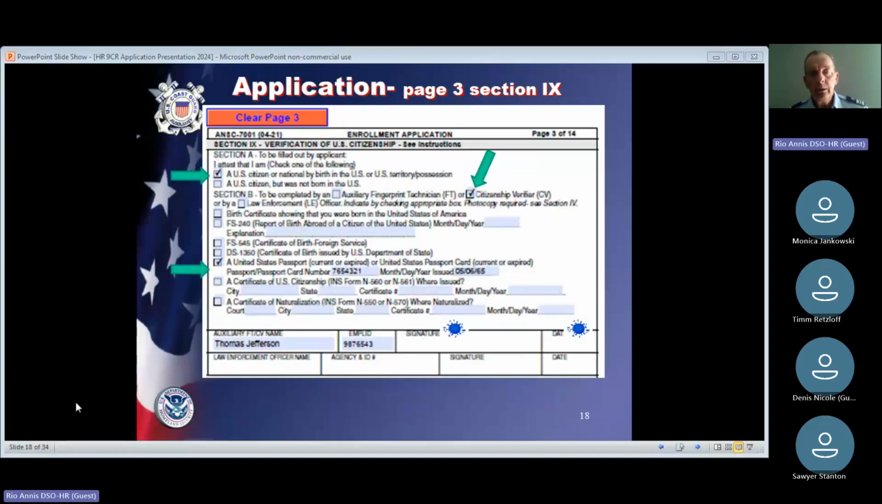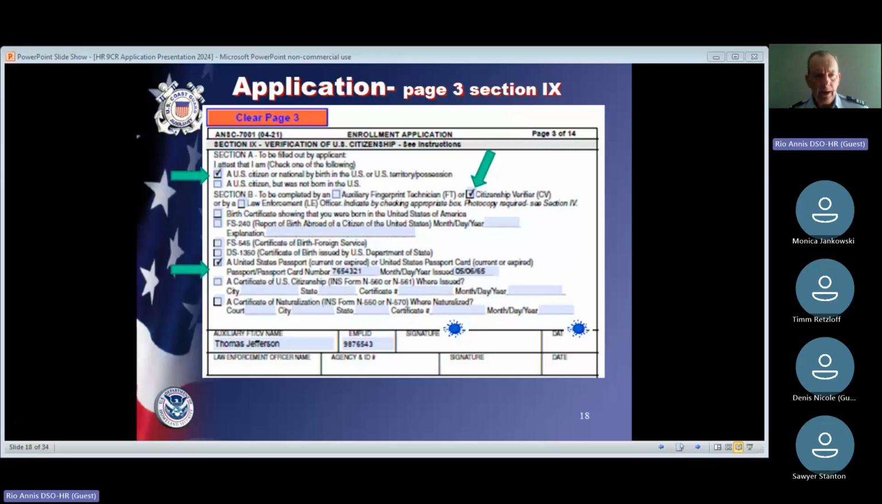If you have a fingerprint technician, that's great. You can mark that box and have them put their name down at the bottom. There aren't many fingerprint technicians out there. So in our district, the flotilla commander is the default citizenship verifier. So you would check that box, and the flotilla commander will then put their name and signature at the bottom.